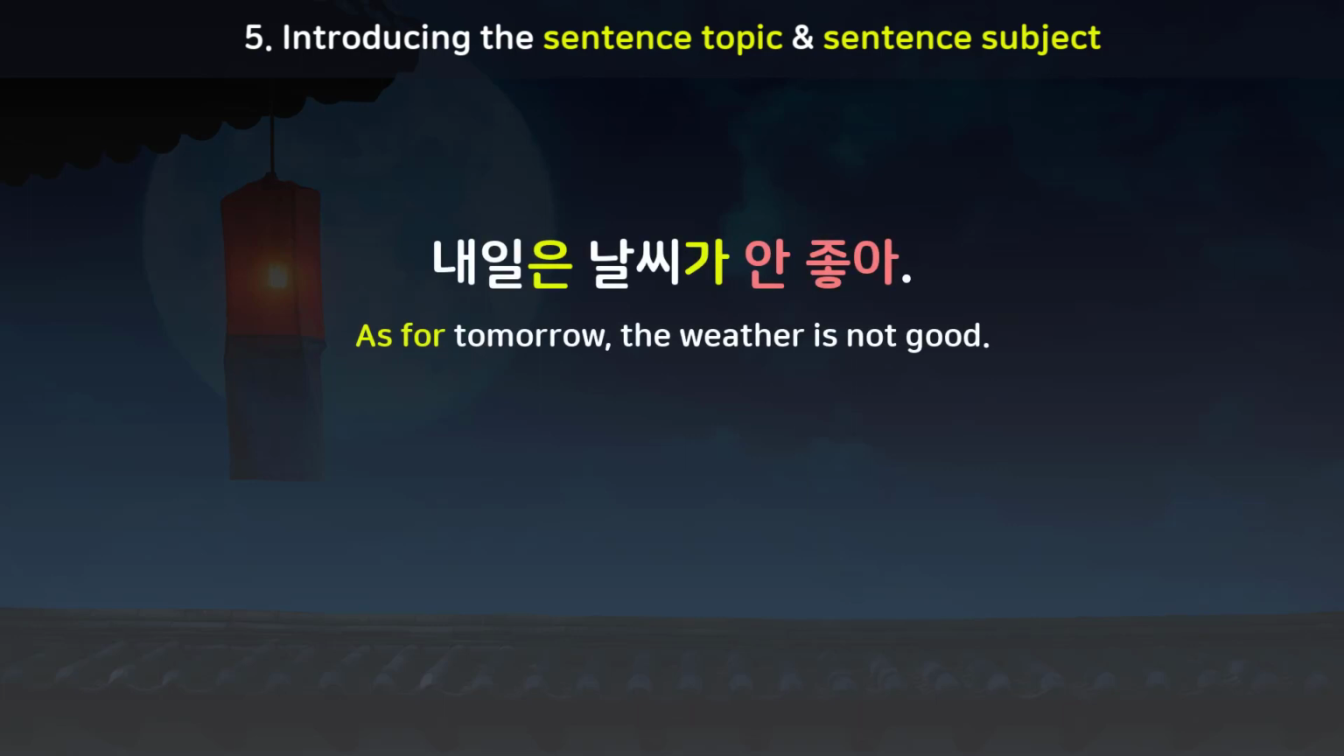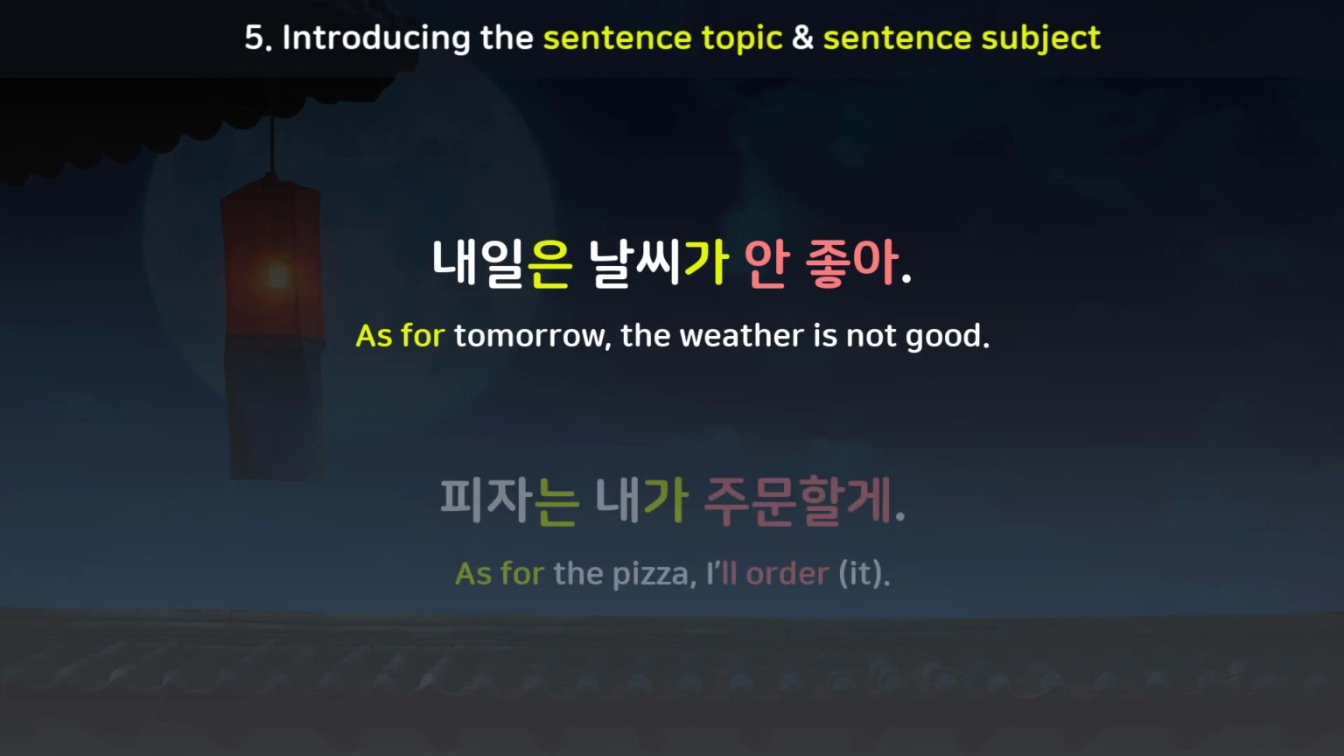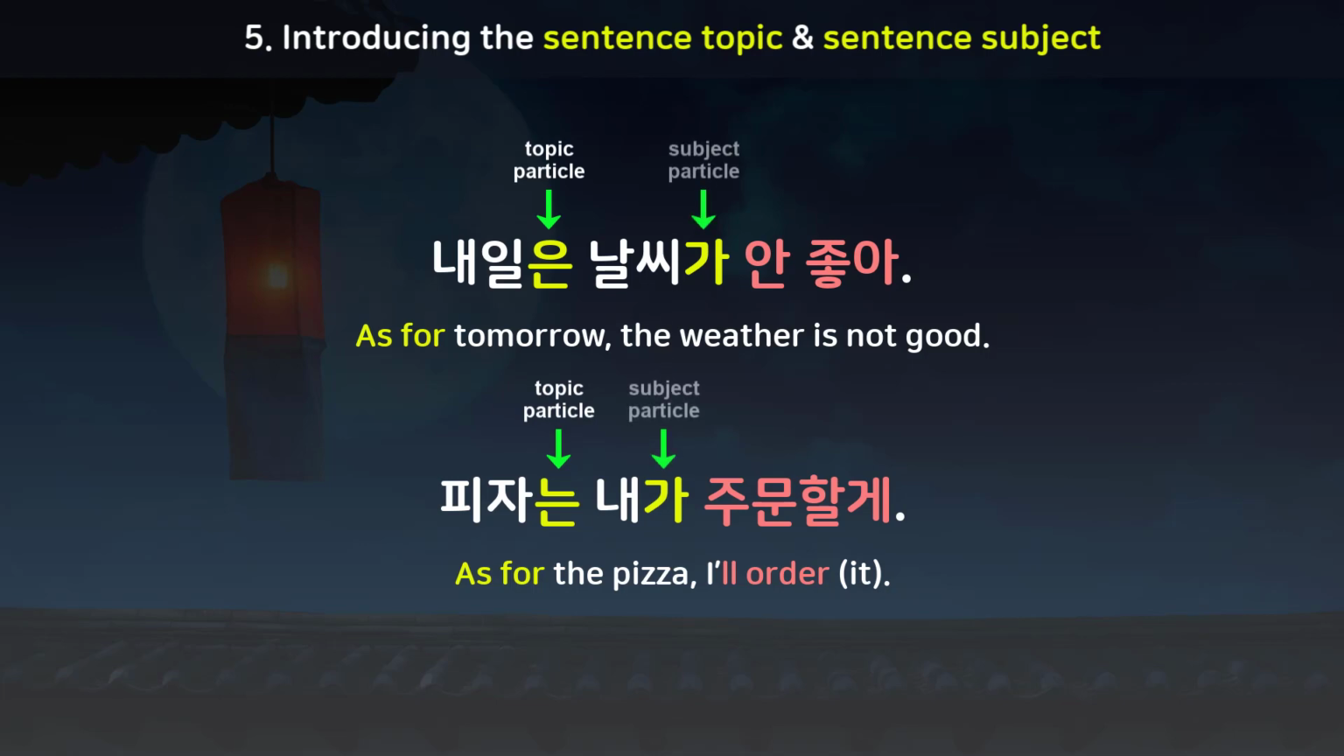내일은 날씨가 안 좋아. As for tomorrow, the weather is not good. 내일은 날씨가 안 좋아. 피자는 내가 주문할게. As for the pizza, I'll order. 피자는 내가 주문할게. So again, in each sentence, we've used the topic particle to introduce the topic, which are 내일 and 피자, and then use the subject particle to introduce the sentence subject. 날씨, the weather, and 내, meaning I.